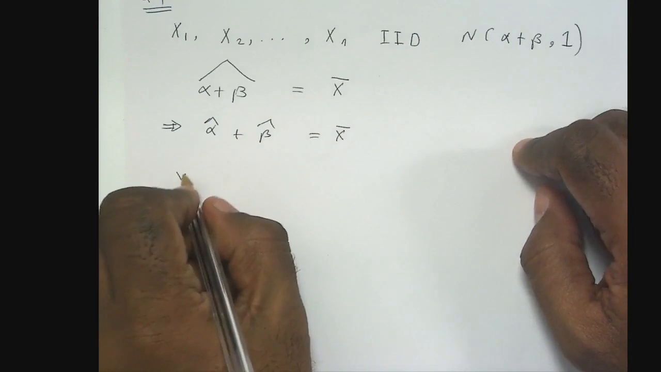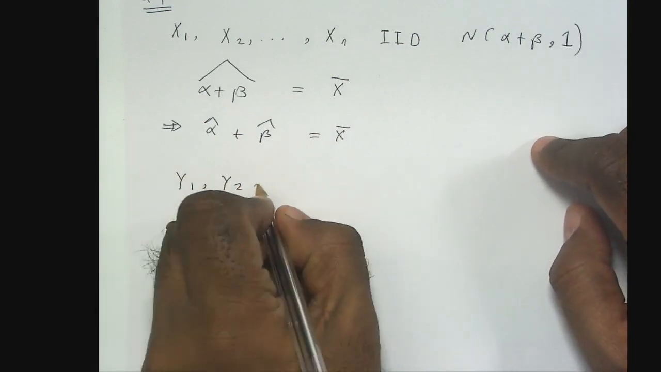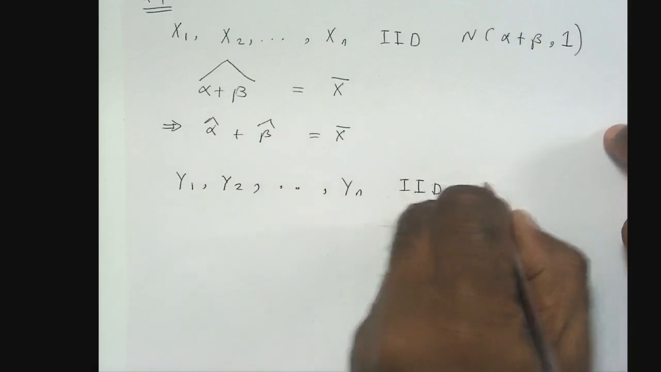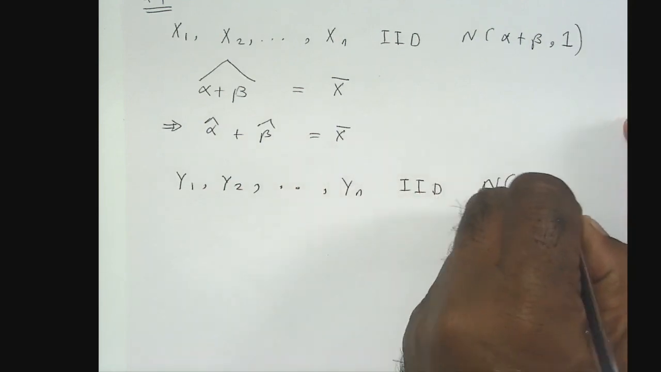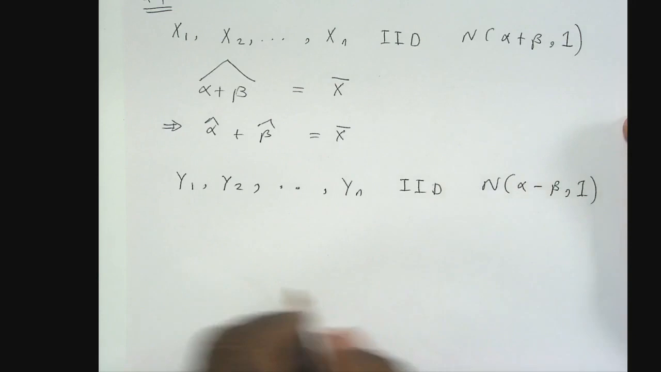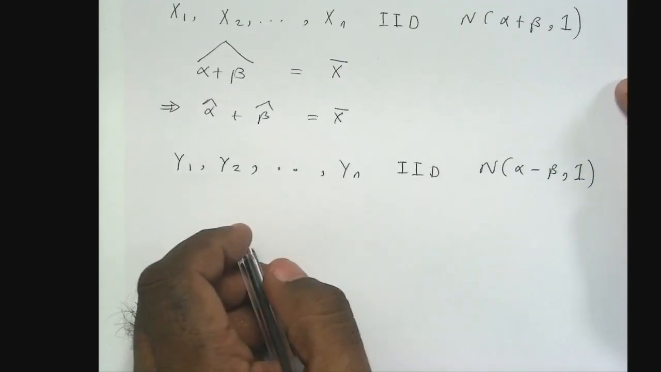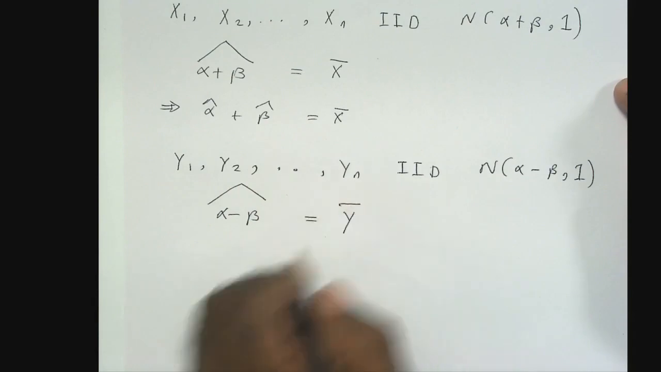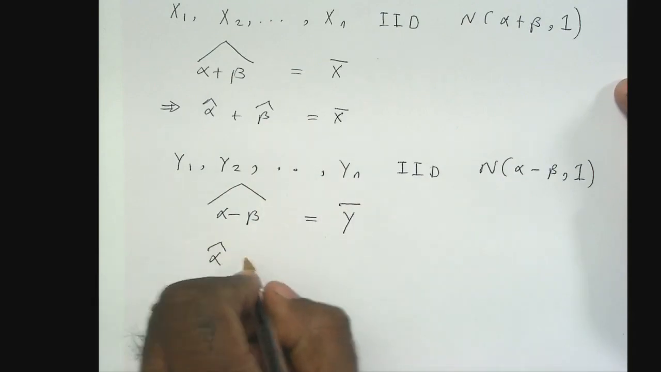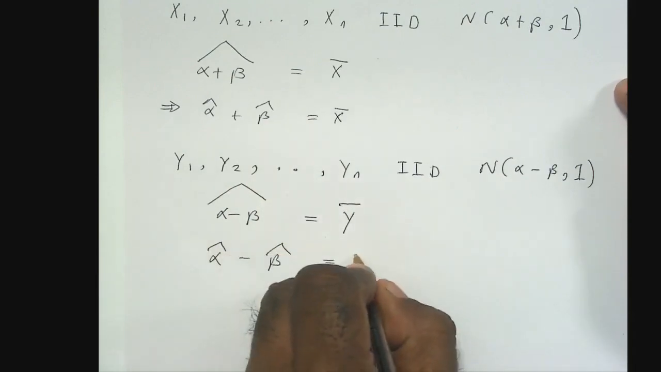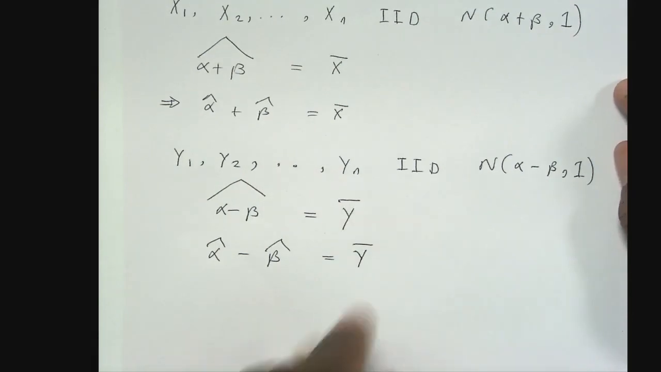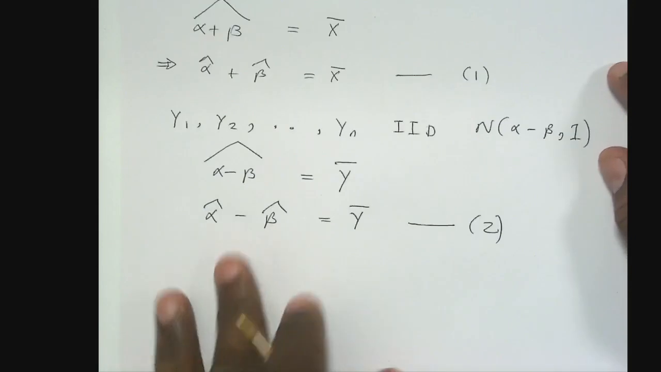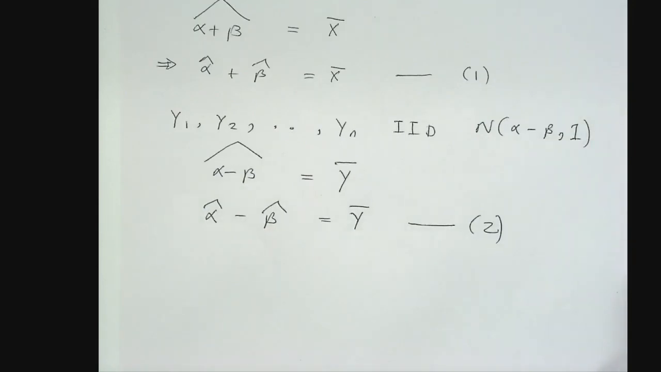And similarly, you have a random sample from another normal distribution with parameters alpha minus beta and 1. So by the same argument, the MLE of alpha minus beta is equal to y bar. So the MLE of alpha minus the MLE of beta equals y bar. So you have two equations, equation 1 and equation 2, and you need to just solve for alpha hat and beta hat.